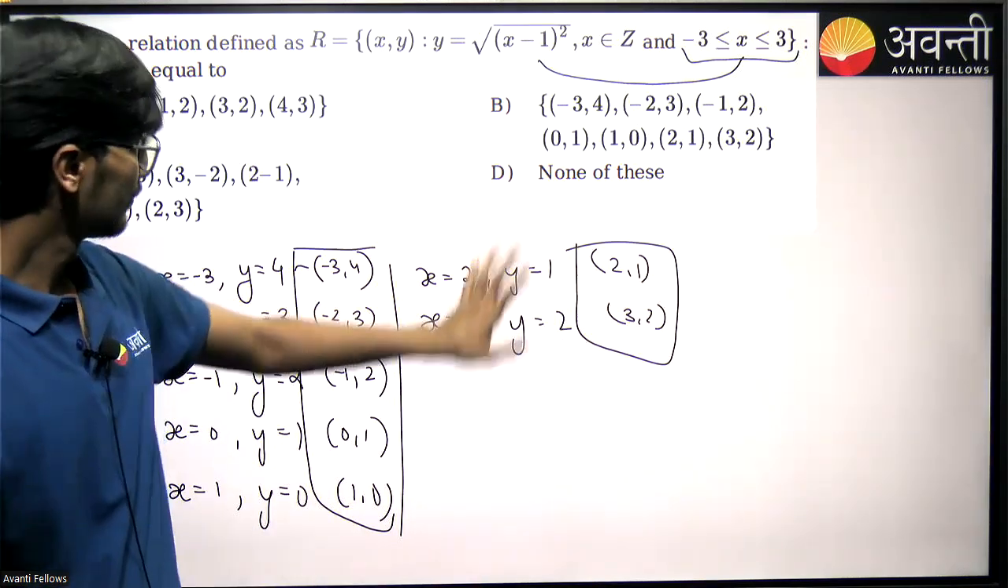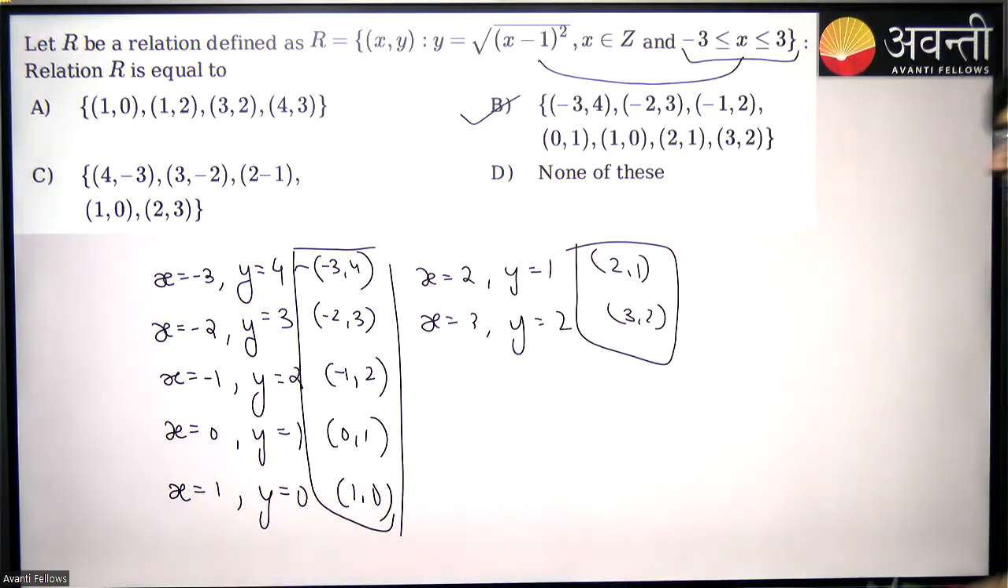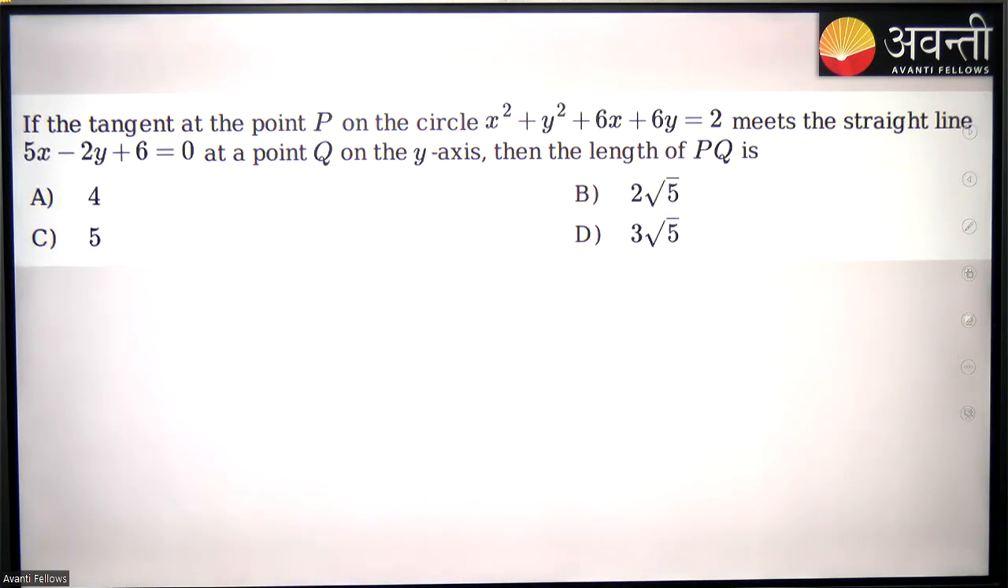Minus 3, I think we got it. It is option B. Correct, guys? Let's see what we have next.